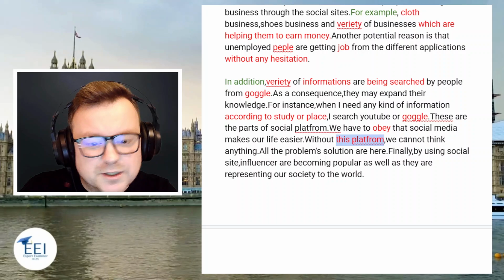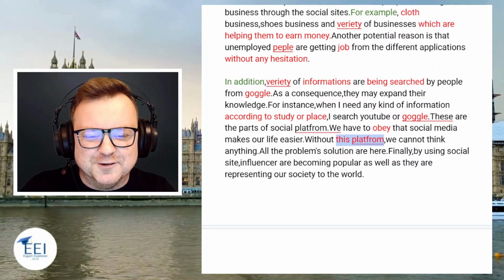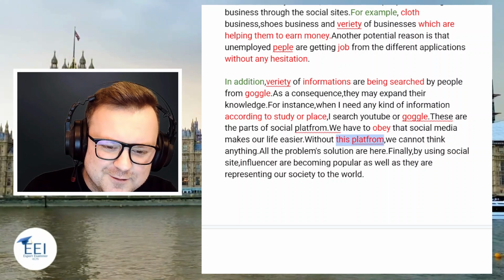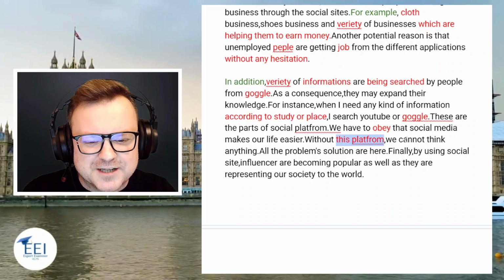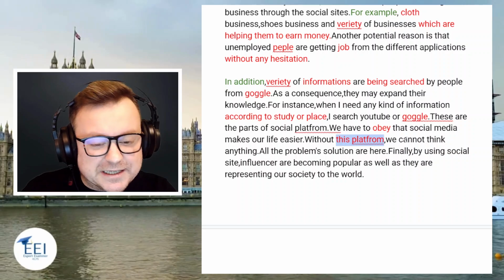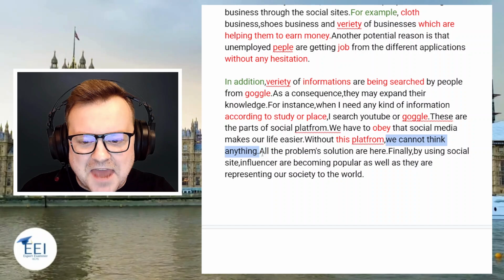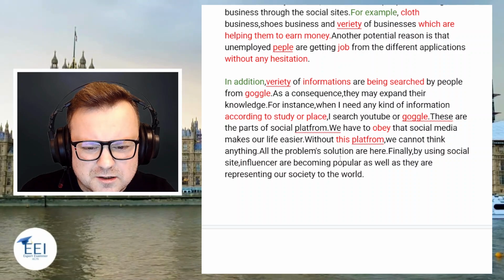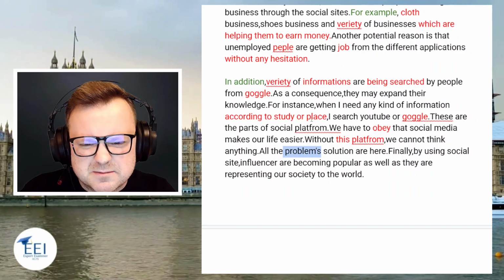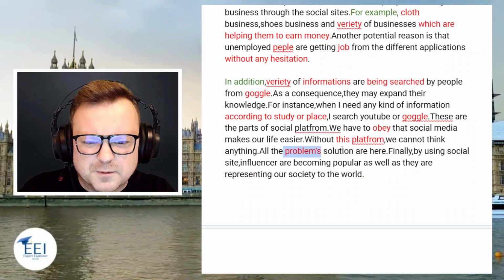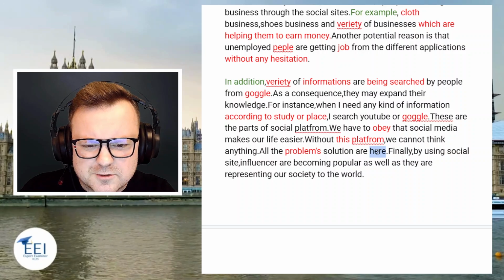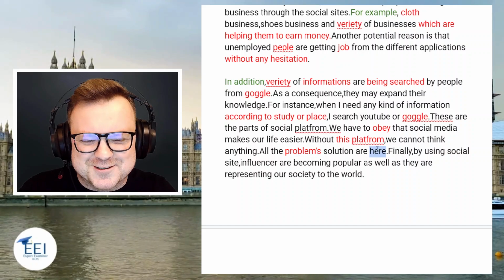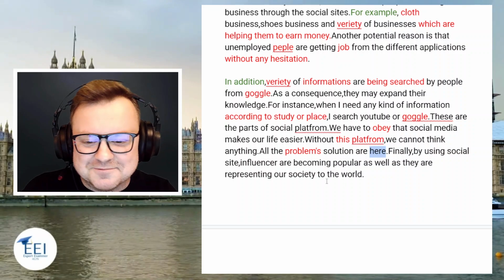We cannot think anything. Well, that's not true. We humans have existed for at least 100,000, 200,000 years. For 99.99999% of that time, we haven't had social media platforms, but we have been able to think. So it's not true to say that we cannot think anything without social media platforms. All the problems solution are here. Which problems? Problems is maybe apostrophe after the S. All the problem solutions are here. Where? On social media platforms? I don't know if the hard problem of consciousness is on social media platforms. I don't know. I don't think so.